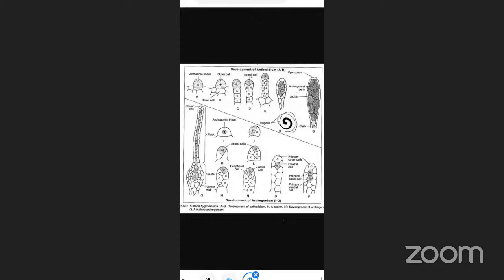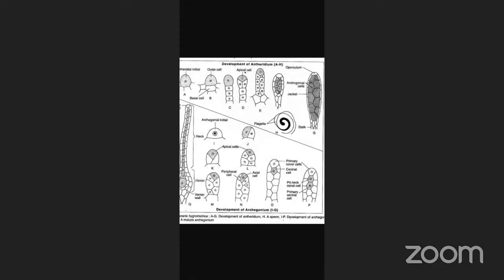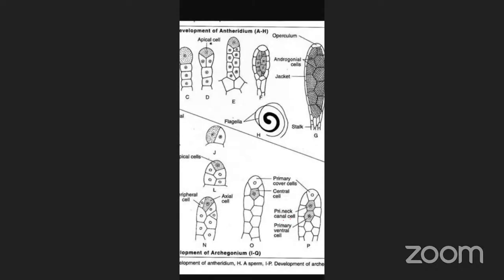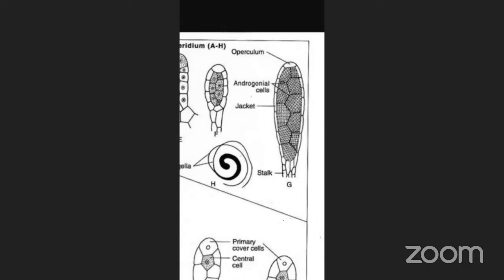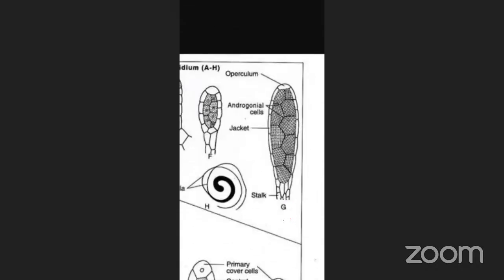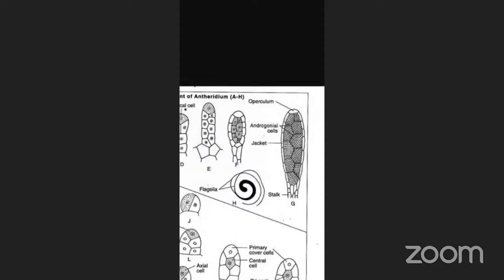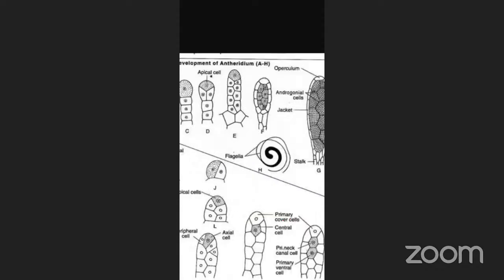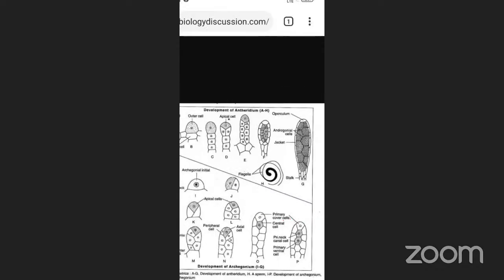Okay, so this is the antheridia. This diagram is the antheridium. This antheridium has one stalk, and these are the antherozoids, biflagellate antherozoids.